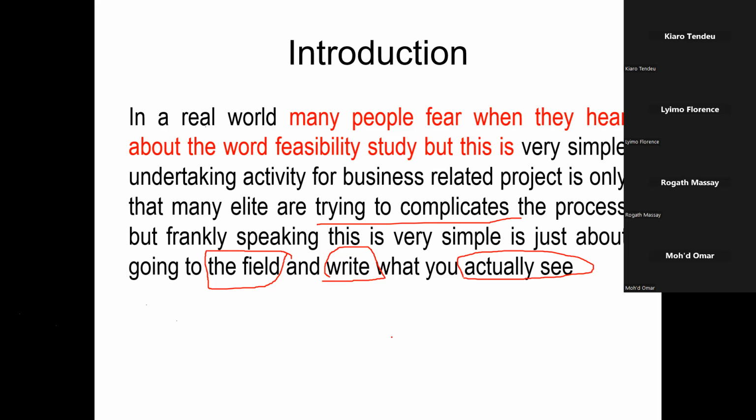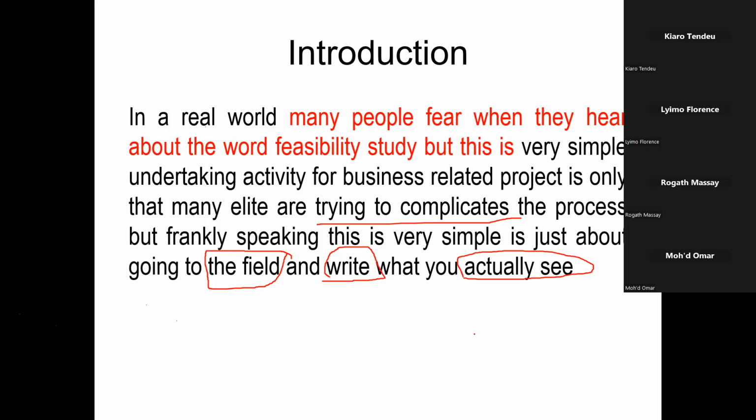Are we together, Limo? Yes, and what about reconnaissance survey? I don't hear you. Hello? Hello? I'm saying, and what about reconnaissance survey? I don't hear you about that. Maybe you can write it for me, then I will come back to you. Masai? Okay, Rogath, Masai? Yes, Doctor. Good evening.